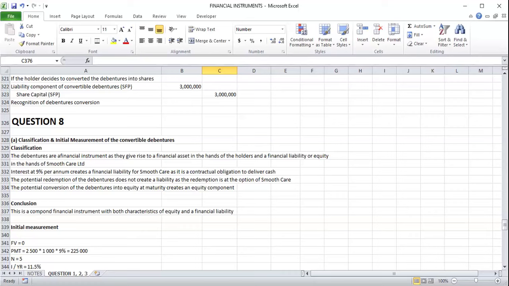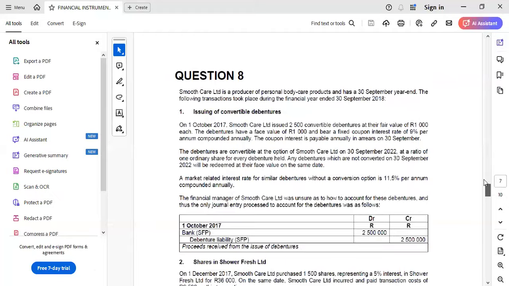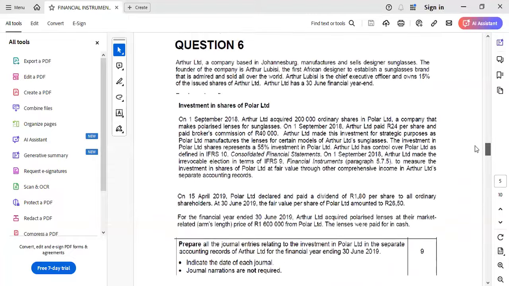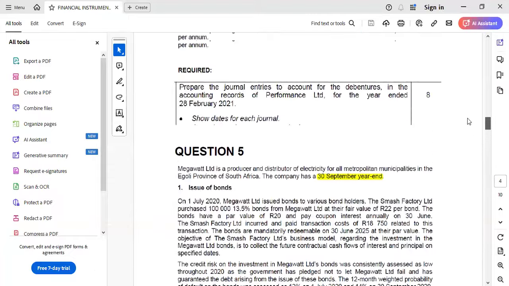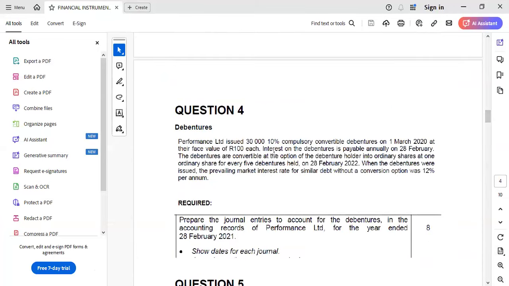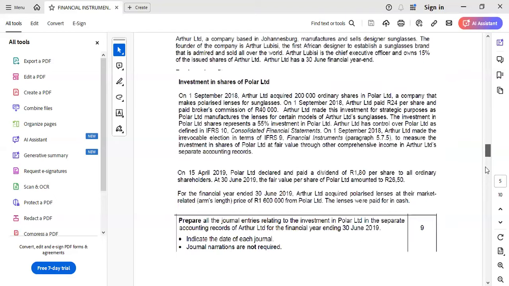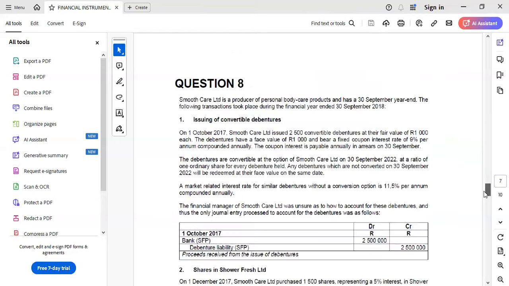Let me go back so that you can see the previous example. Like the previous example, it was a liability because, can you see in here, it was at the option of the debenture holder. So in that case, the redemption will be a liability. That's why the FV we included it there. But in this case, that's the reason why we didn't include the FV, because there's no obligation per se. Okay. Thank you.